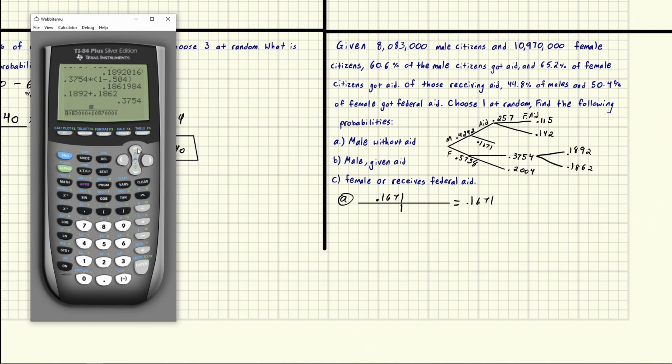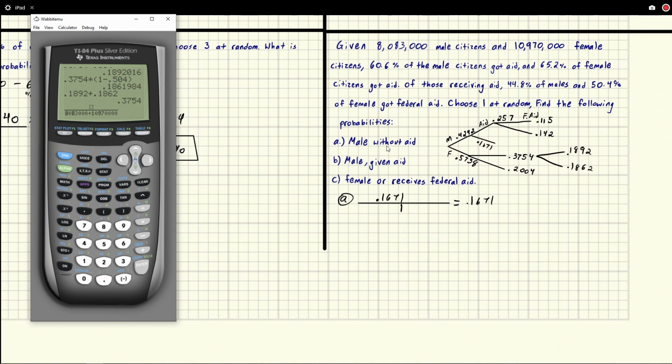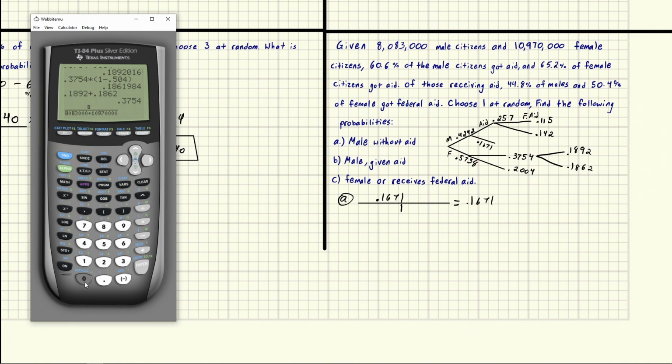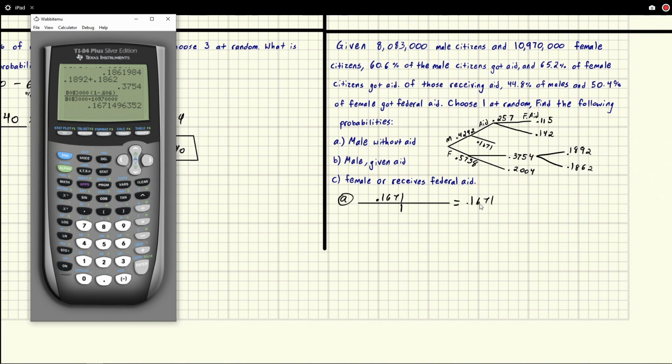And then on the top, we're going to have males without aid. Well, the males that got aid were these. 60.6 got aid. So we're going to take all the males. So here's all the males, 8083000. And we're going to multiply by the not getting aid. So that's going to be 1 minus 0.606, right? Because 60.6% got aid. So if we take 1 minus this, we're going to be left with the ones that didn't get aid. We're going to get a number, 0.16171, which is the exact same thing.